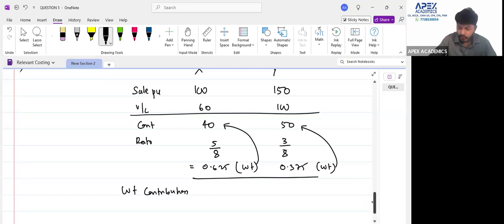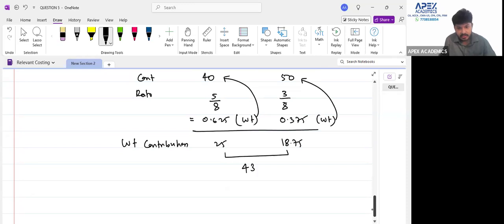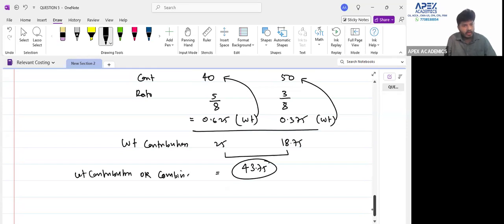So it will be 40 multiplied by 0.625. What is the answer? The answer is 25, and it is 50 multiplied by 0.375. What is the answer? 18.75. The total of these two is 43.75. 43.75 is referred to as weighted contribution or combined contribution.